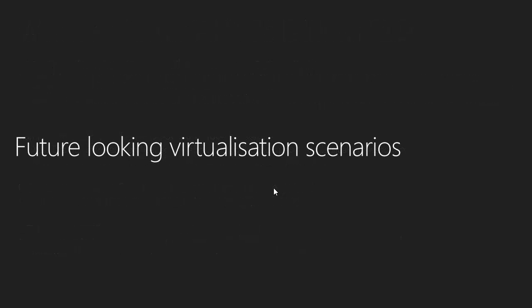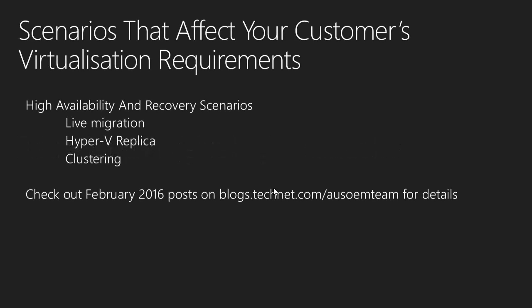So let's now take a look at a couple of different scenarios. Some of these will be familiar, some of them may be a little bit different to the types of things you've done in the past, but it's worth taking a look at these to think about what the implication is around your licensing requirements here. So if we take a look at high availability and recovery scenarios, well, generally if a customer is looking at building out a clustering solution, generally Hyper-V with Windows Server Data Center is going to be what they are going to be looking at here. So generally it's a fairly easy conversation.